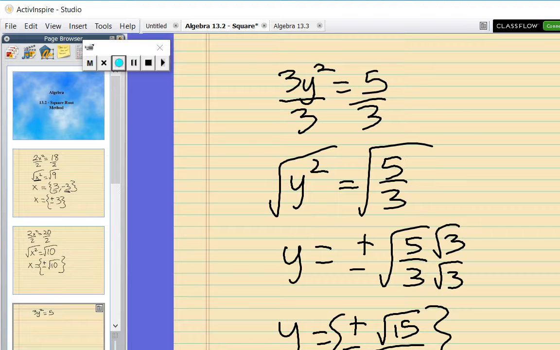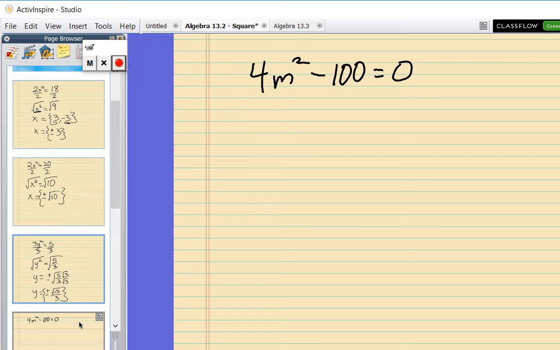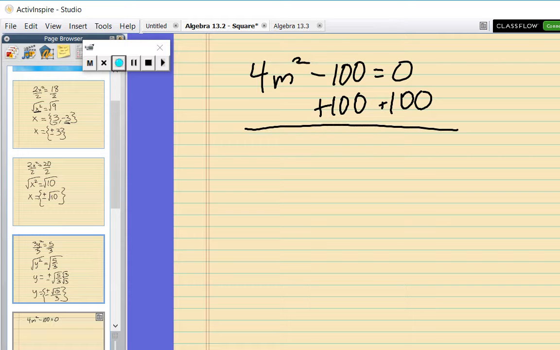Let's make it more challenging. Okay, yes, this one is factorable, but we're going to solve using the square root method. Go ahead. Okay, let's try. We need to get the square term by itself. We'll add 100 first. That'll give us 4m squared equals 100. Now, you could square root here the way it is, because we can square root the 4. I wouldn't suggest that, though. I would try to get rid of the 4 as well.